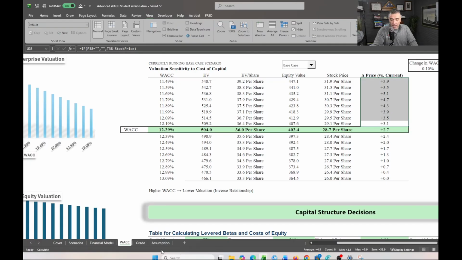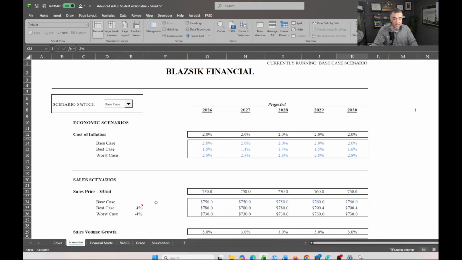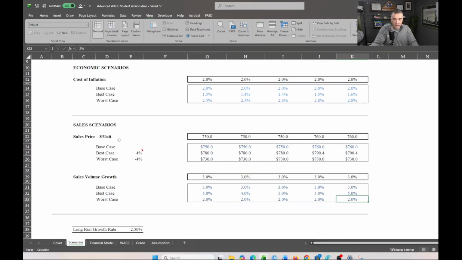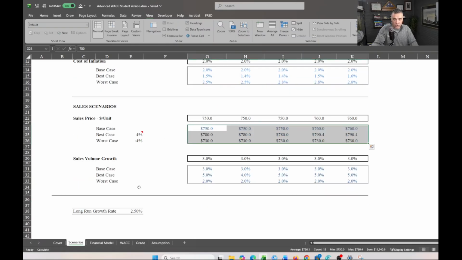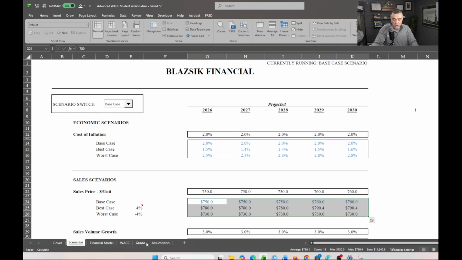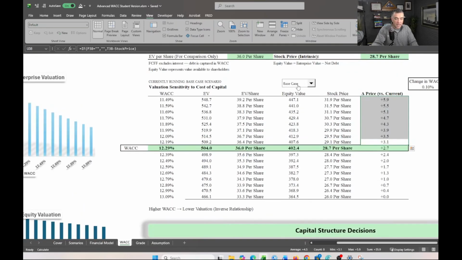So I'm going to go briefly to the scenario page. And again, we have cost inflation, we have base case, best case, and worst case. We have sales price for the units, and then we have sales growth. So you can go back to our assignment, and I have a toggle switch here for, let's say, a worst case scenario that we did not anticipate. Cost is going through the roof, our price went down, more competition, and our sales growth did not grow like we thought.